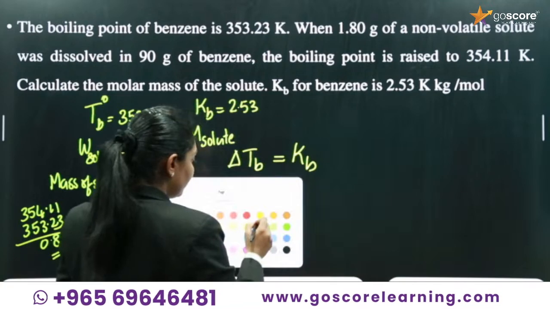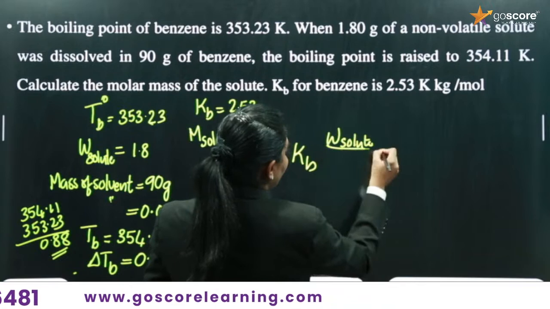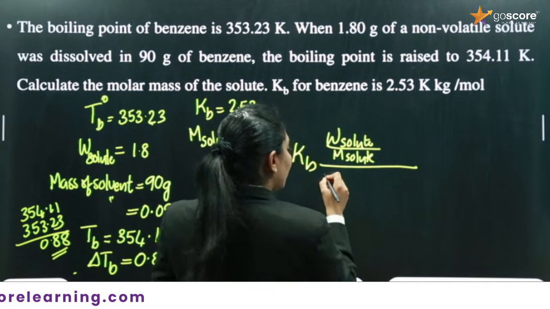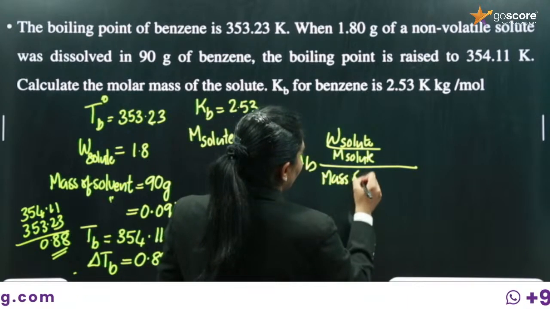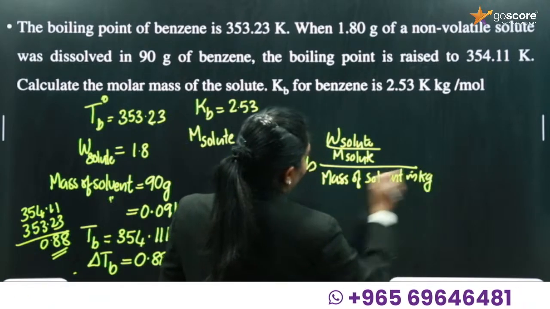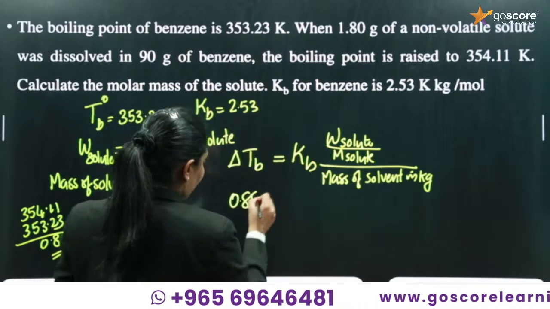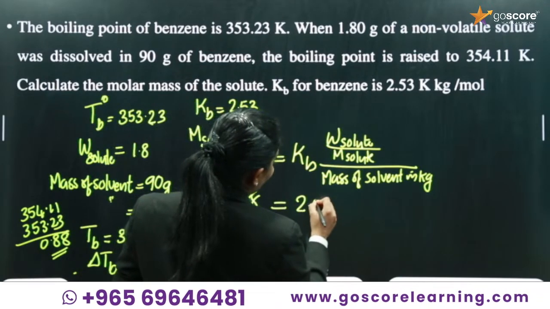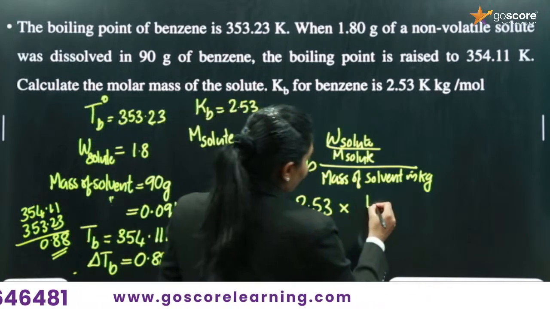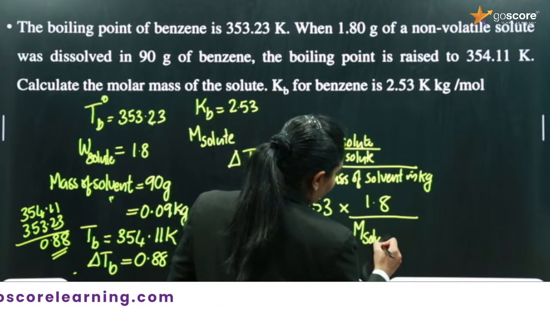The weight of solute divided by molar mass of solute, whole divided by mass of solvent in kilogram, right? So delta TB value we got as 0.88 equals 2.53 into mass of solute 1.8 divided by the molar mass of solute that we want to find out.